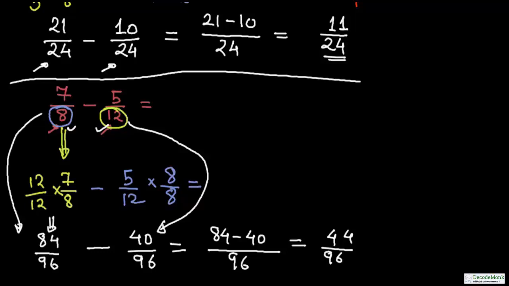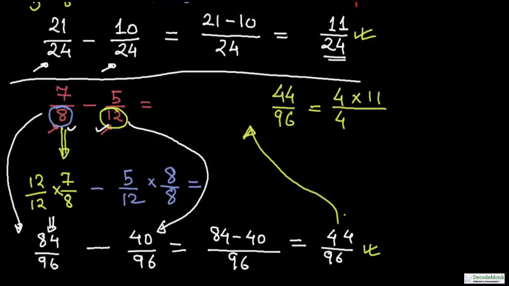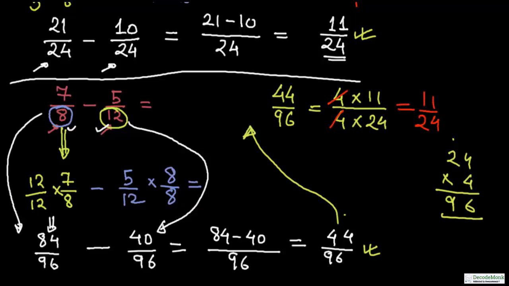But you see that previously we got the answer as 11 upon 24. So how could this be different? Wait my friends, we need to resolve this further. 44 upon 96 can be written as 4 multiplied by 11 upon 4 multiplied by 24. You can check that 24 multiplied by 4 is 96. You can verify that. After doing this, we can cancel out the common terms and we will get 11 upon 24. So you can see that you are going to get the same answer whether you apply the first method or the second method.